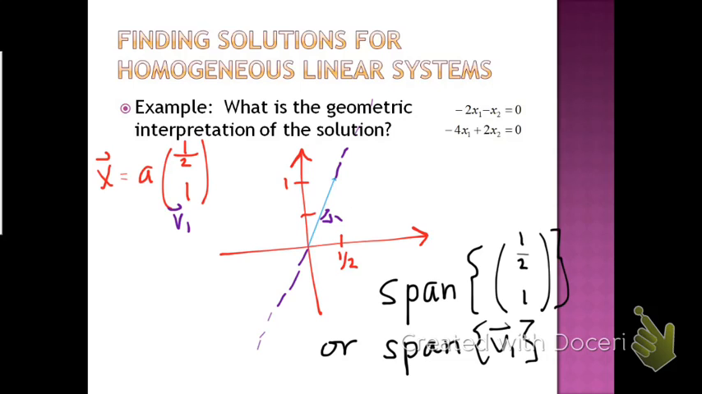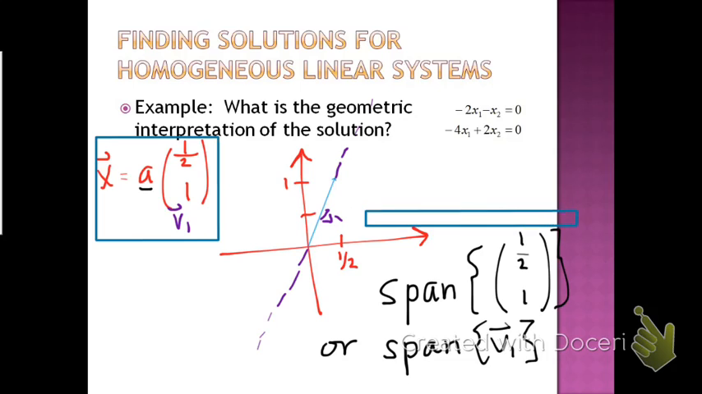We can also consider another interpretation of this solution here. In doing so, we notice that since we're talking about any a times a vector, it's actually equal to the span of this vector. Or since we've named it v1, we can talk about the span of v1.